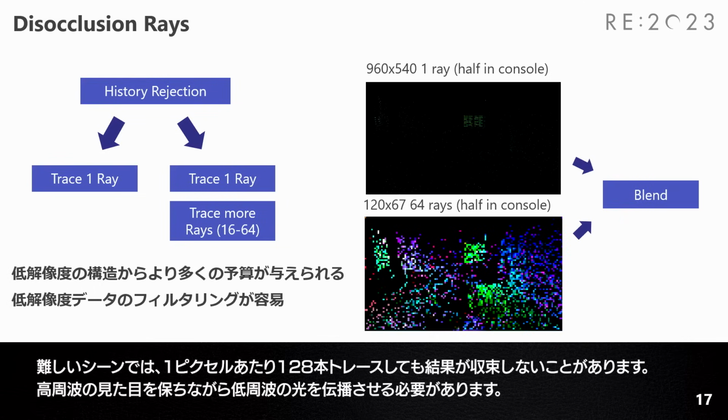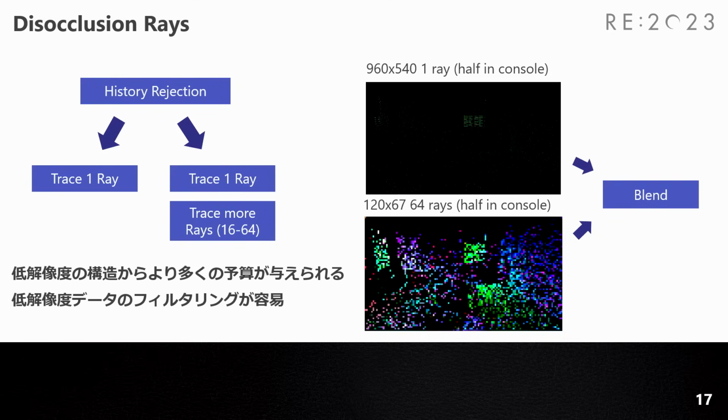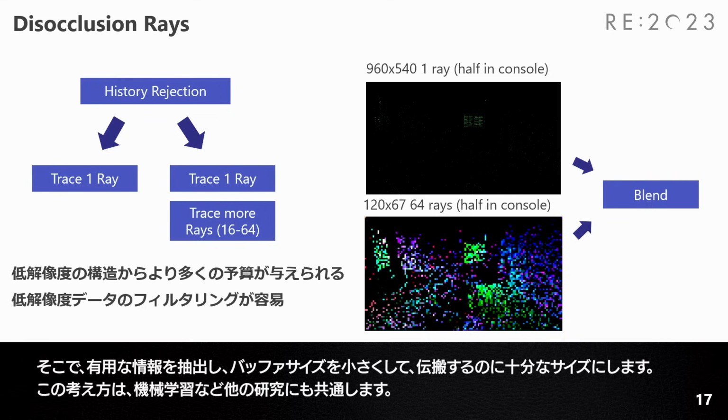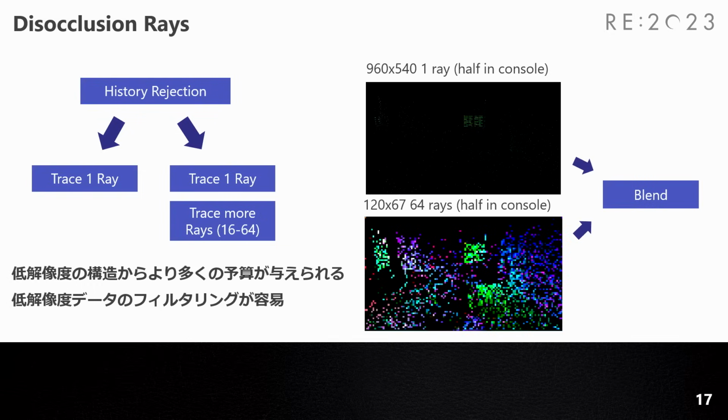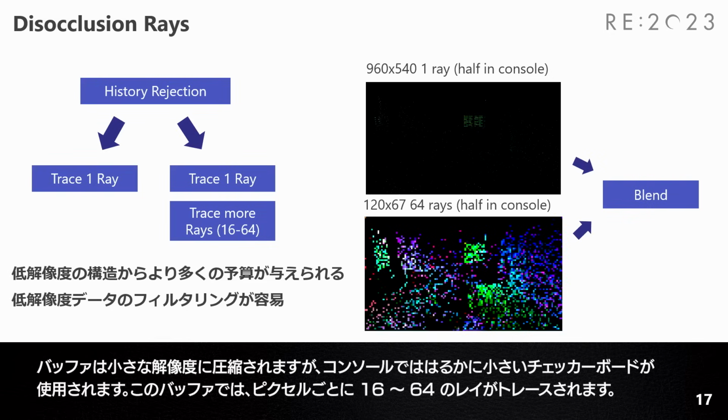You need to propagate low-frequency light while preserving high-frequency visibility. So, extract useful information, reducing the buffer size and making it small enough to propagate. The same idea is used across all other research, such as machine learning. The buffer is squeezed to a small resolution, while consoles use checkerboard, which is much smaller. In this buffer, 16 to 64 rays are traced per pixel.